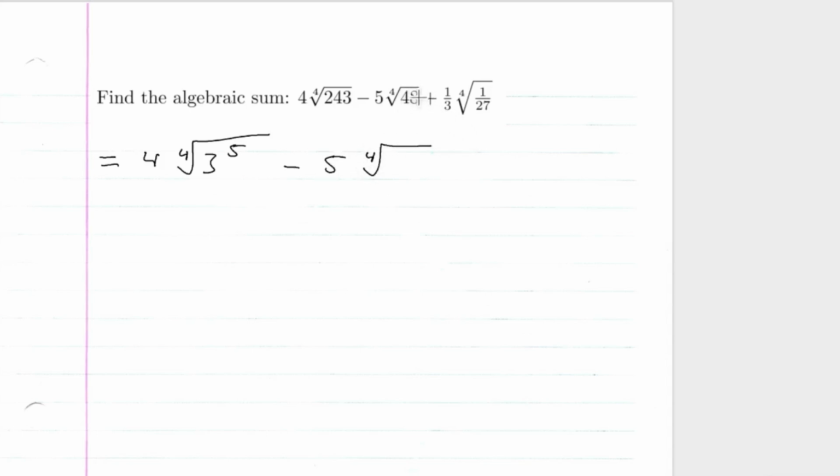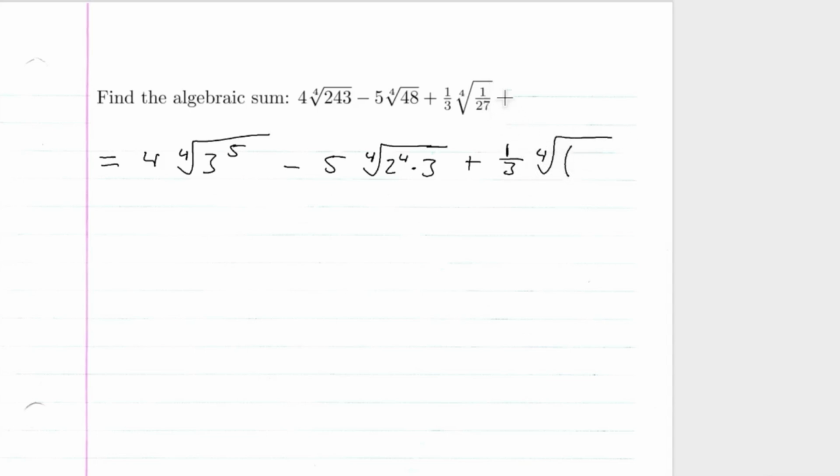So 48, since it ends in an 8, 2 times 2 is 4, times 2 is 8, times 2 is 16. So that's 2 to the 4. And then 16 times 3 happens to be 48. So 48 is the same thing as 2 to the 4th times 3. And then plus 1/3. Now the fourth root of 1 over 27.